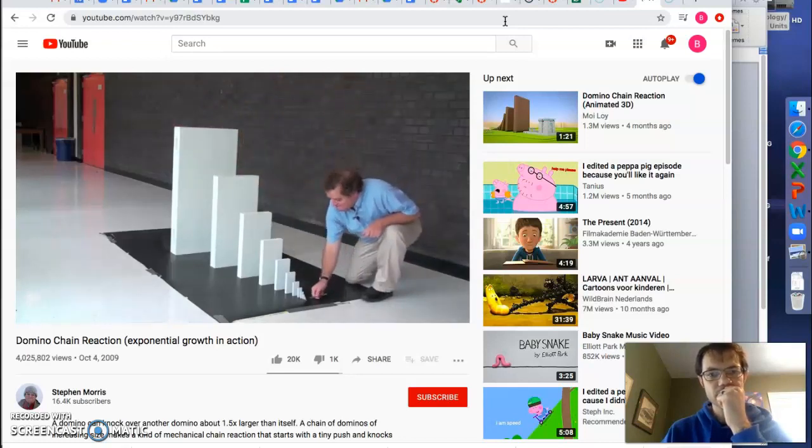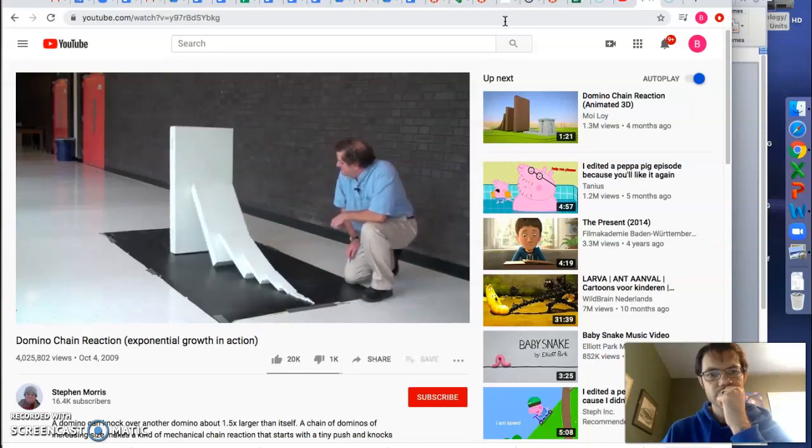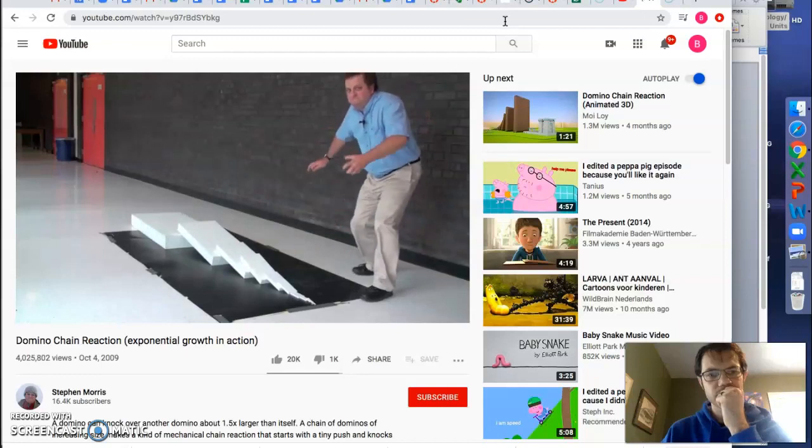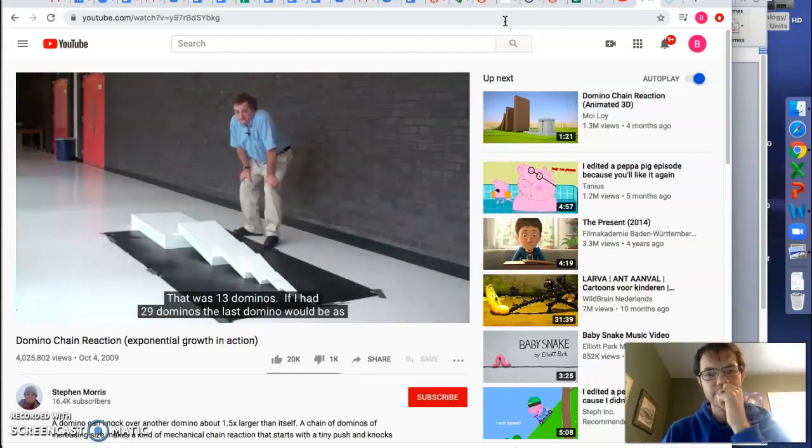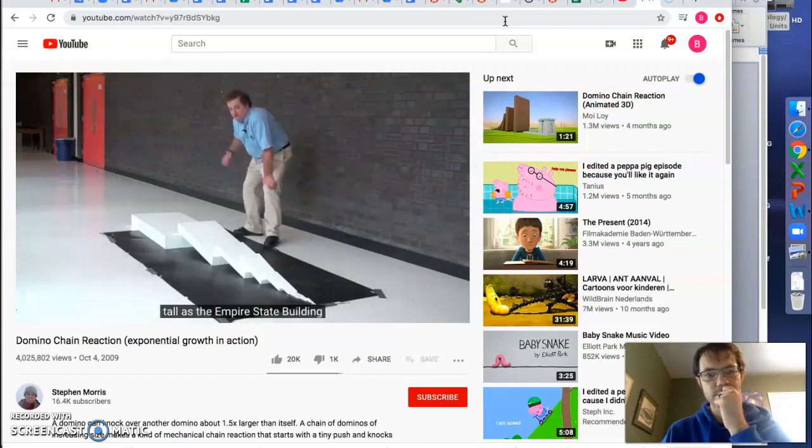Ready? Boom. I think he just cracked the floor. That was 13 dominoes. If I had 29 dominoes, the last domino would be as tall as the Empire State Building.